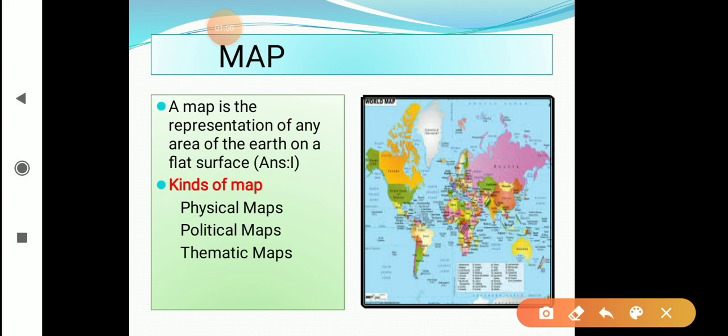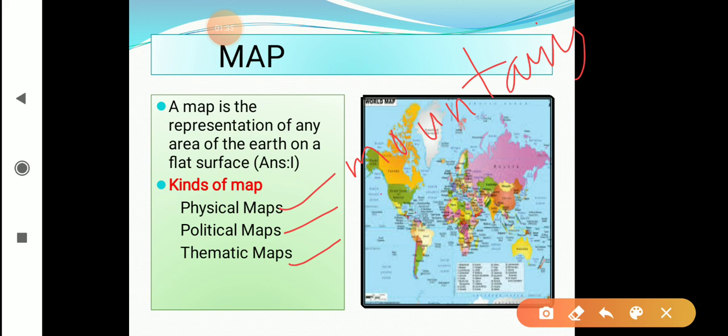There are many kinds of maps. They are physical maps, political maps and thematic maps. Now we will discuss physical maps. A physical map shows natural features such as mountains, plains and rivers.